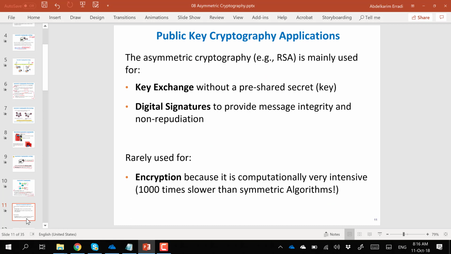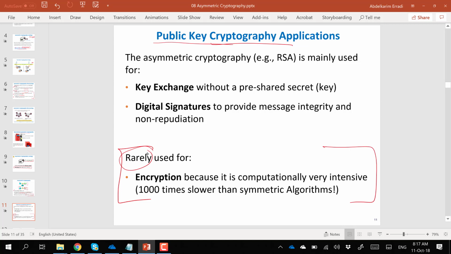Now, in a real world application, surprise, surprise, we don't use asymmetric cryptography, by the way, another name for which is public key cryptography. They are synonyms. You can use one or the other. Now, to our surprise, have a look at this statement. It says asymmetric cryptography is rarely used for encrypting exchanged messages. Why is that? Because it's very slow. It could be 1,000 times slower than symmetric algorithms.